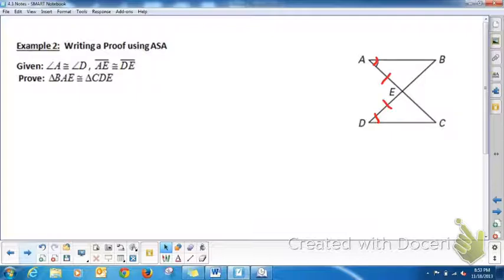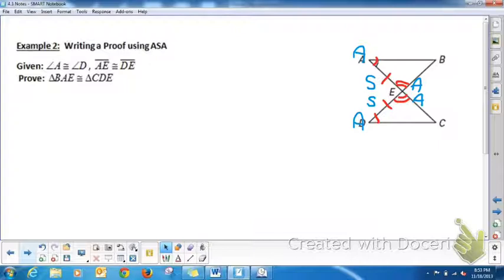And then what other pair of angles do you know here are congruent? Yeah, you can identify this pair of vertical angles. Angle AEB is congruent to angle DEC because of the vertical angle theorem. And therefore, you can now prove these two triangles are congruent because you have angle, side, angle.